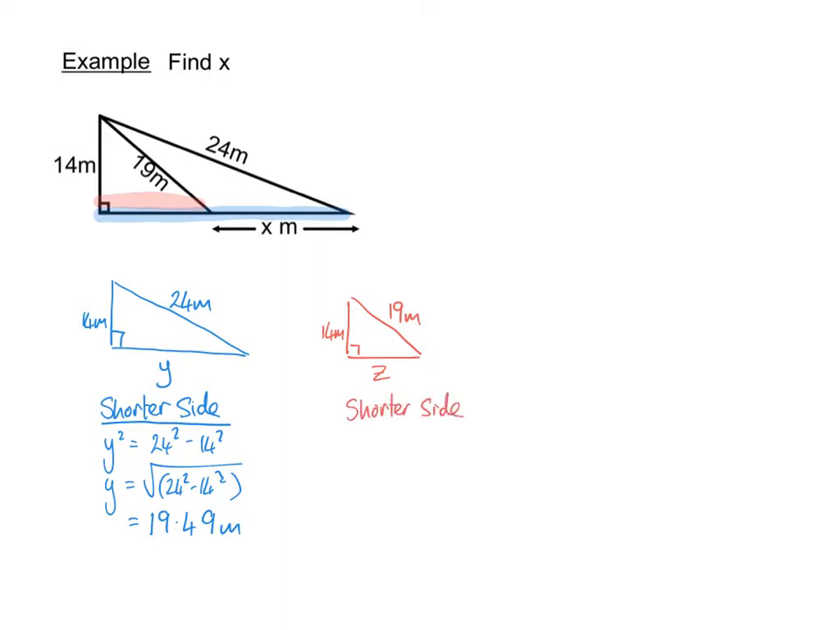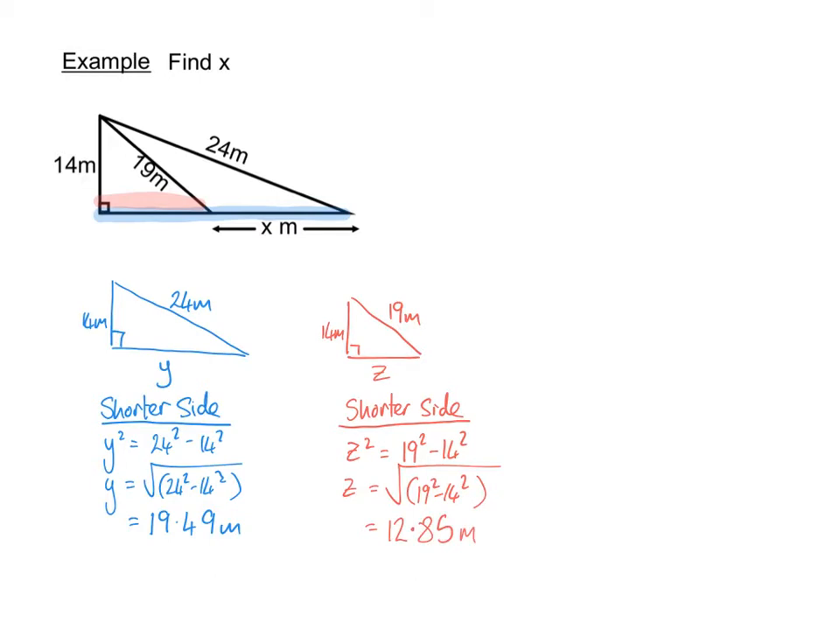Remember, shorter side, writing this out is just really a memory aid to remind you to put a subtraction in the middle of the Pythagoras problem here. So z squared equals 19 squared, take away 14 squared. z equals the square root of all of that, which should come to, in your calculator, 12.85.